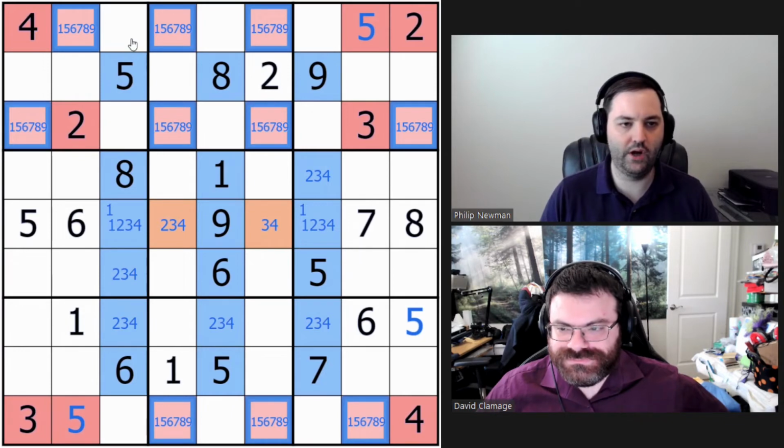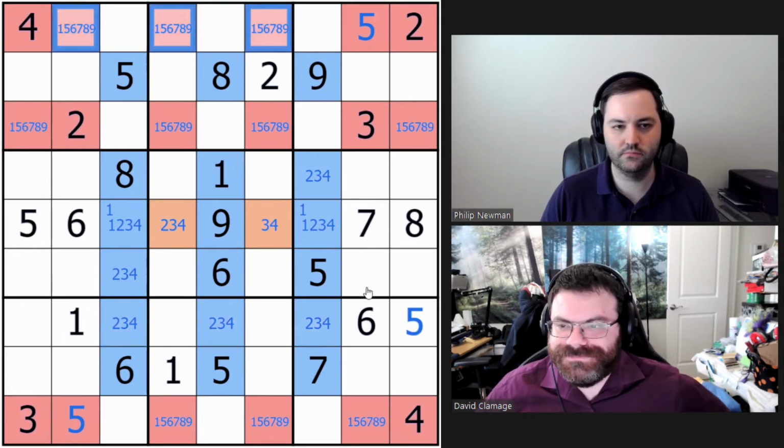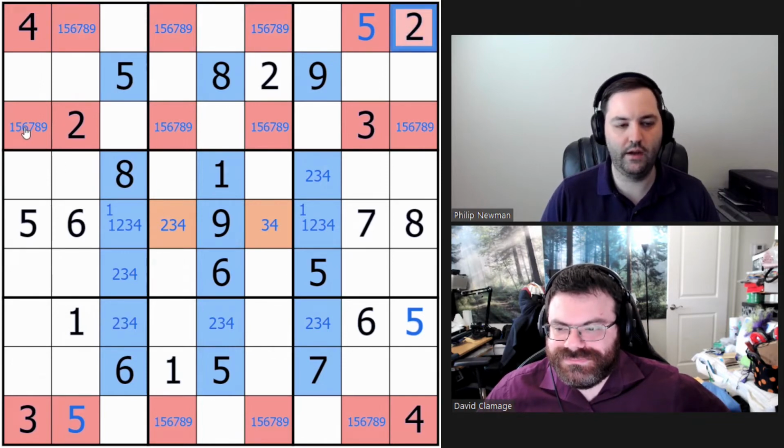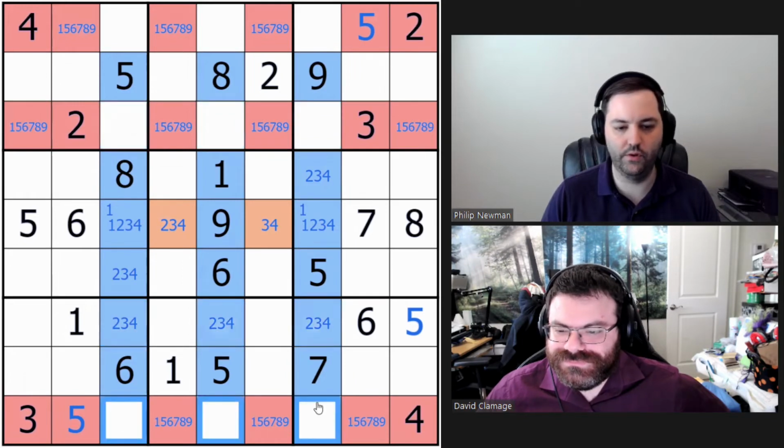We said there has to be a 3 in one of these cells and a 3 in one of these cells. So there can't be a 3 in these cells. Right. There can't be a 2 or a 4 in those cells either, because there's a 2 and 4 in the row. Yeah. Same for 4. There has to be a 4 in one of these cells and one of these cells. Right. There has to be a 2 in one of these cells and one of these cells.